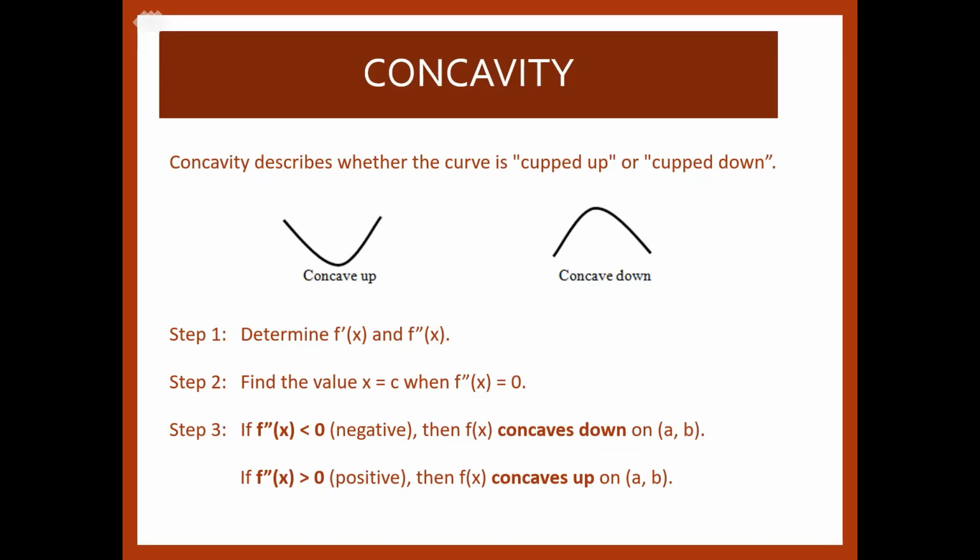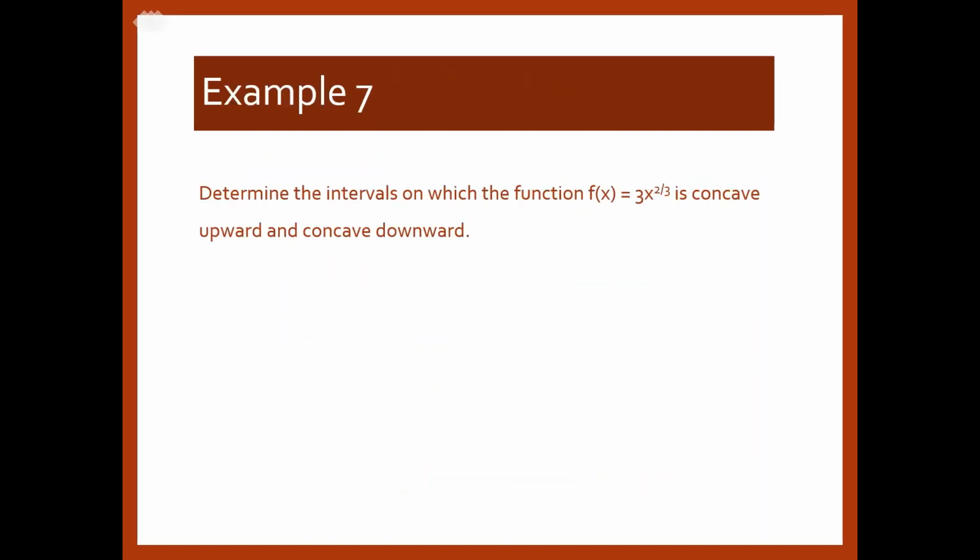If f double prime is less than 0 or negative, then the function is said to be concave downward on the given interval AB. But if f double prime is greater than 0 or positive, then the function is said to be concave upward. Refer to example 7.